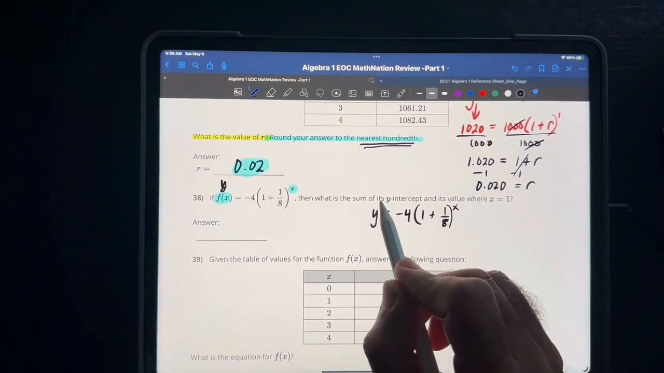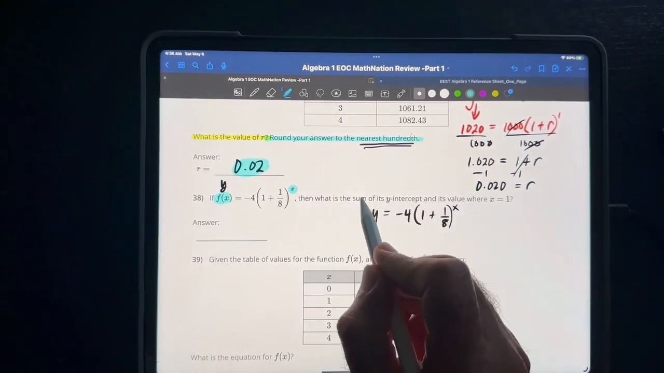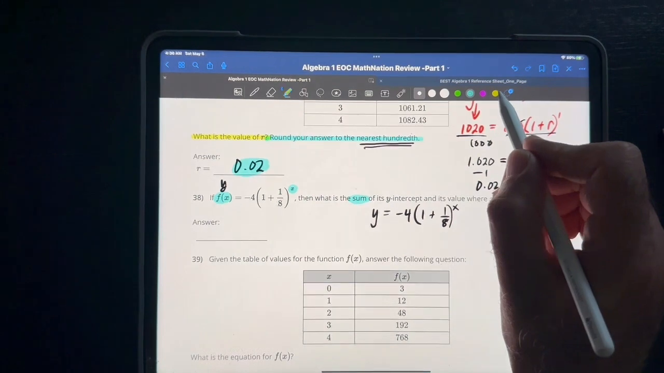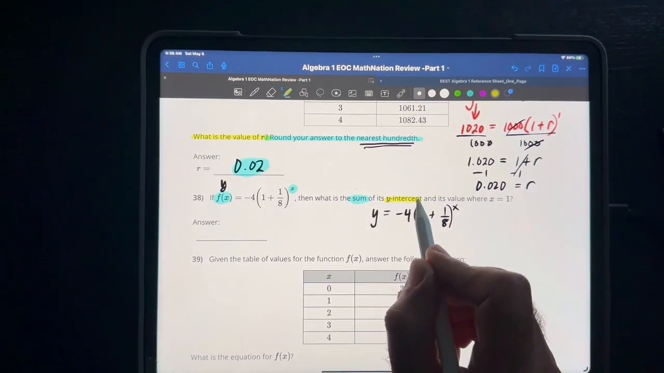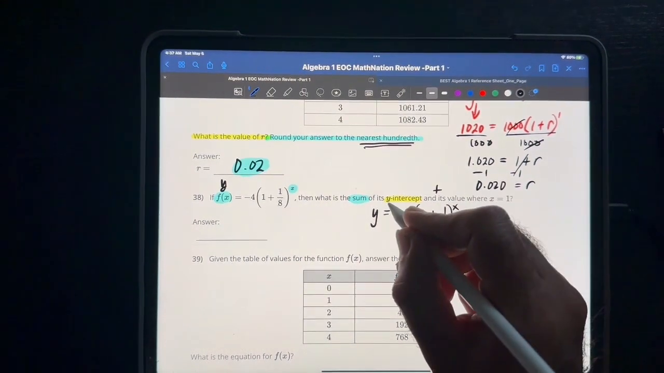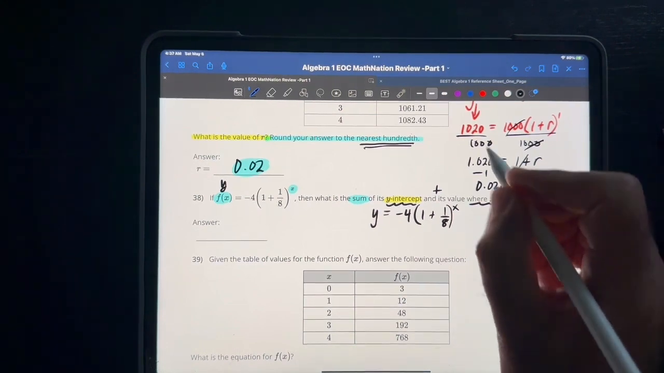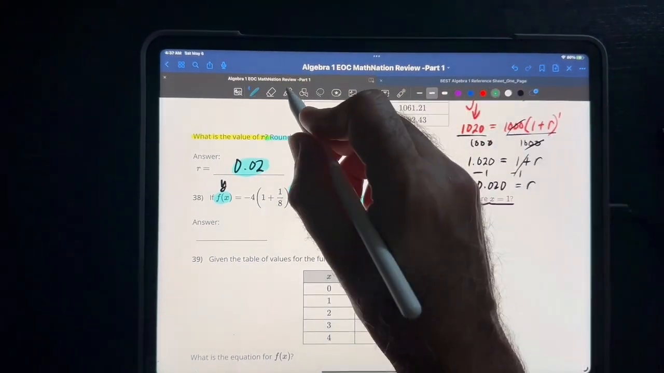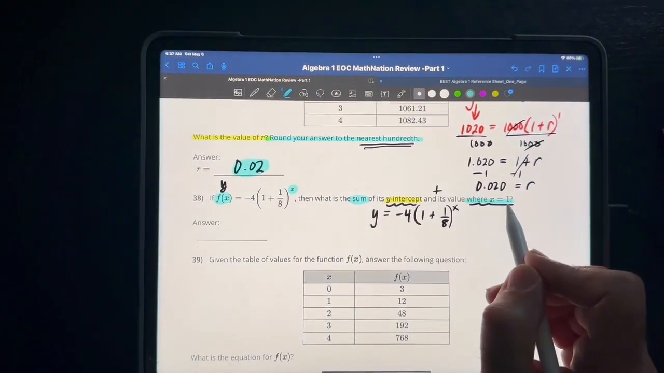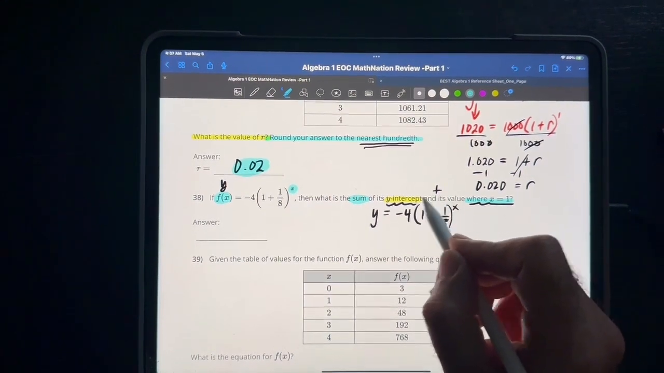So what is the sum of the y-intercept? Oh, all right, this is complicated. What is the sum? Sum means to add up. So we have to find two things here. We have to find the y-intercept. When we find that, we have to add the y-intercept to the value of when x is equal to 1. All right, so you have to read this very carefully. We need to get two answers, and then when we get them, we have to add them up.